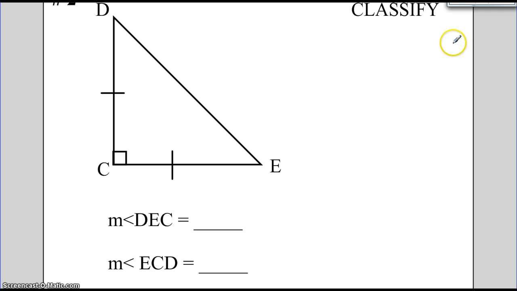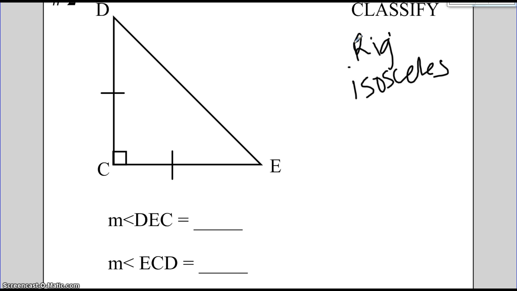So if I know that I have to classify this, I know that I have two sides that are the same, so it's an isosceles. And I know I have a right triangle, so this is a right angle. This is a right isosceles triangle.